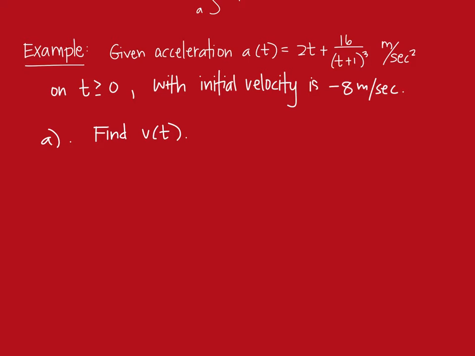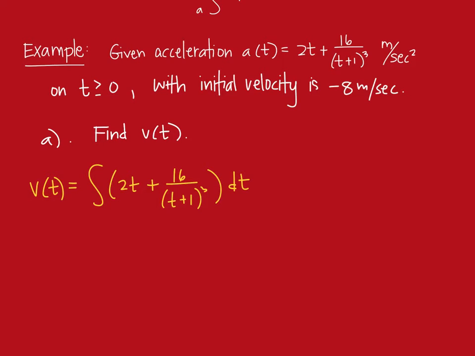In order for us to find v of t, we need to do the antiderivative of the acceleration. So the antiderivative without bounds, because I didn't give you any ending bounds, of 2t plus 16 over t plus 1 cubed, dt. That will give us the velocity, because we know by definition the antiderivative of acceleration would be velocity.